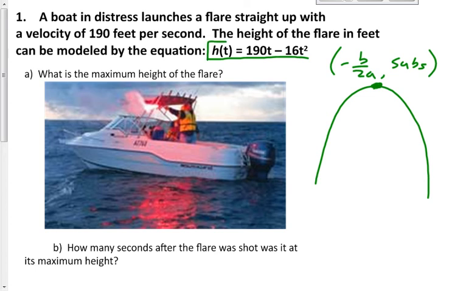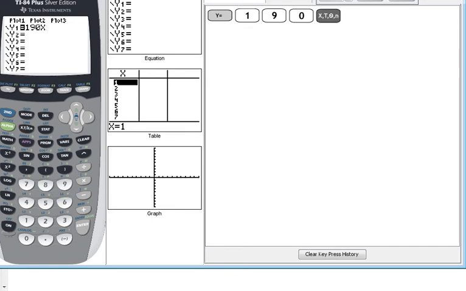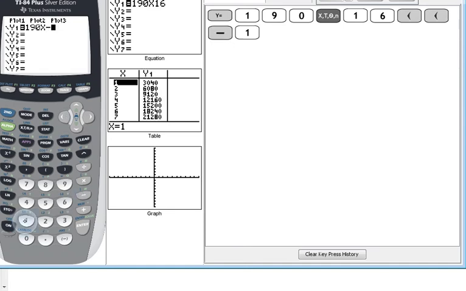So take out your graphing calculators, and let's put this into the y equals. So y equals 190x minus 16x squared. That's what we're going to put in our graphing calculator. Y equals 190x minus 16x squared. So now at this point, you press graph.